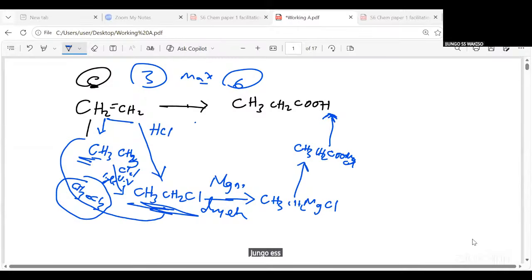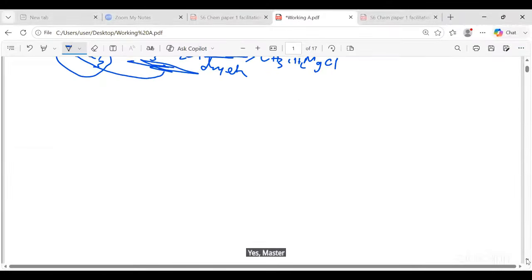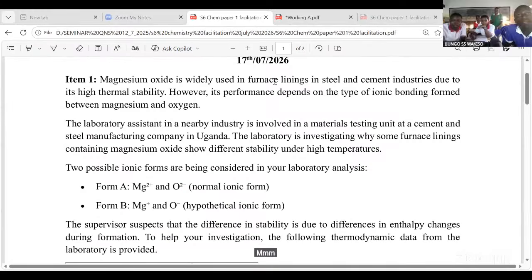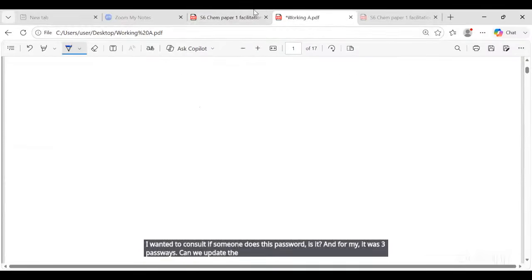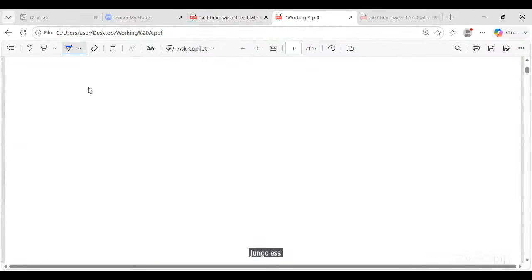Yes, Master. Yes, please. I wanted to consult: if someone does 6 pathways, and for my part I do 3 pathways, can we all get the same marks? Very true. You all get the same marks.